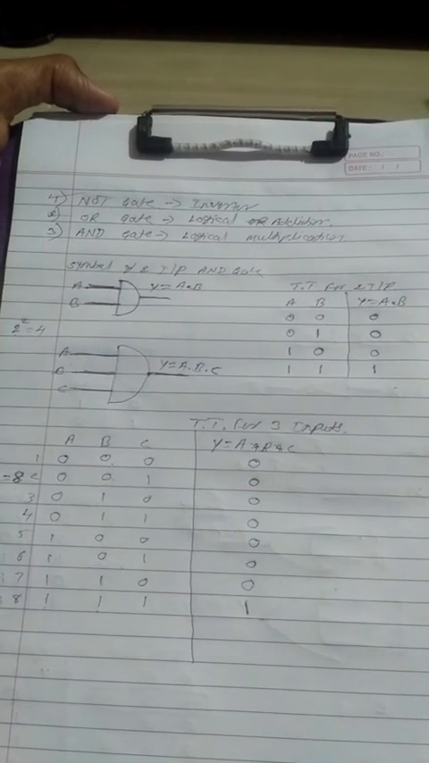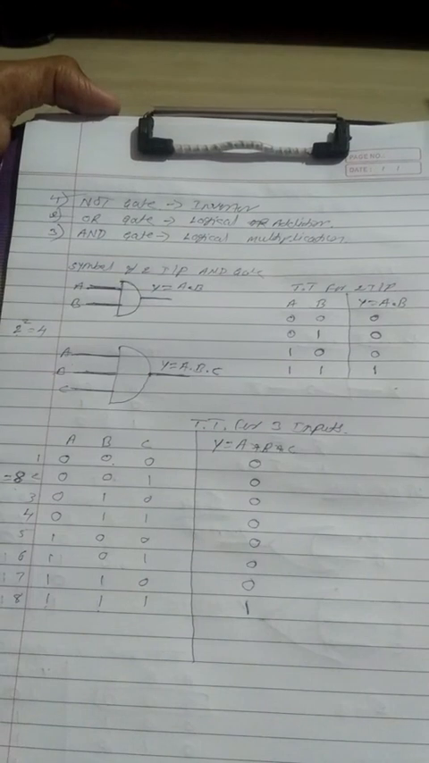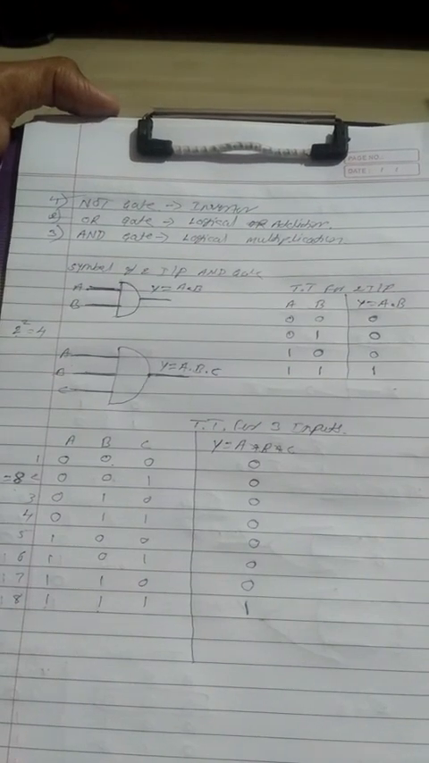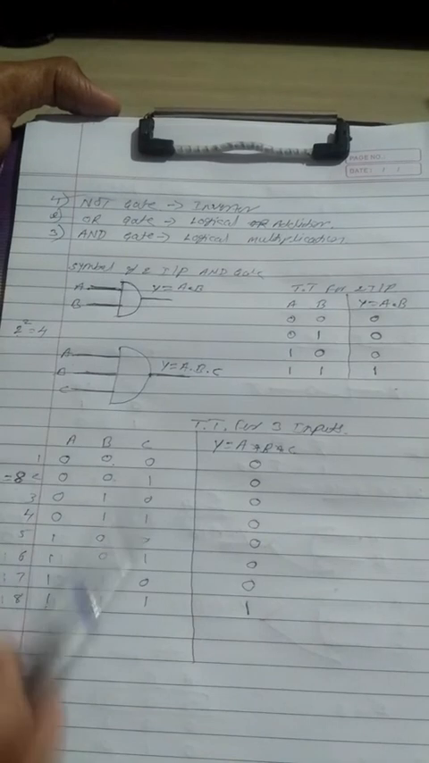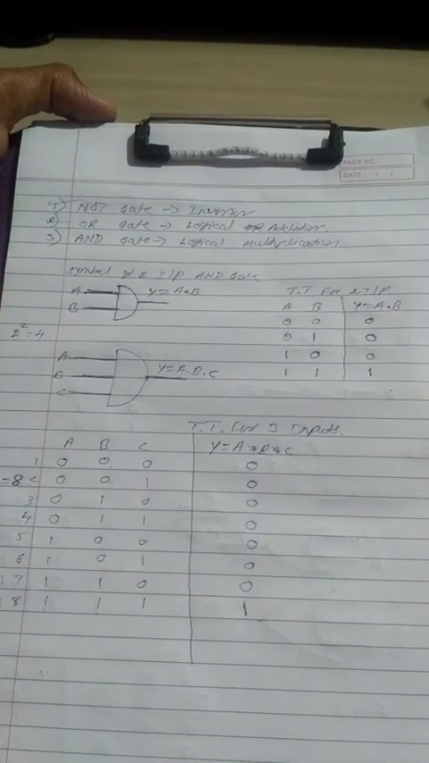Or they may ask like: what is an inverter gate? Which is logical addition, which is logical multiplication? Or draw the 2 inputs truth table for OR gate. Draw the 3 inputs truth table for AND gate, like that. Such questions may be asked for 1 mark.